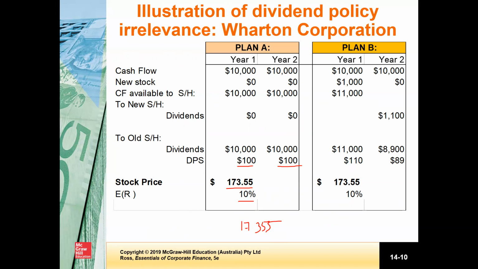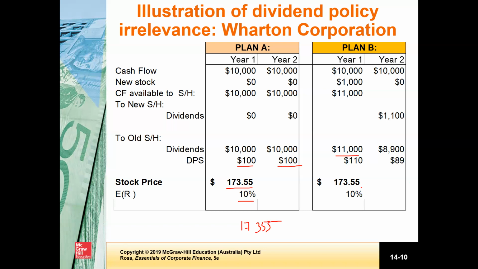Several members of the board of Wharton have expressed dissatisfaction with the current dividend policy and have asked you to analyze an alternative policy. So what is the alternative policy? Another policy is for the firm to pay a dividend of $110 per share on the first date, which is day one, which is of course a total dividend of $11,000.